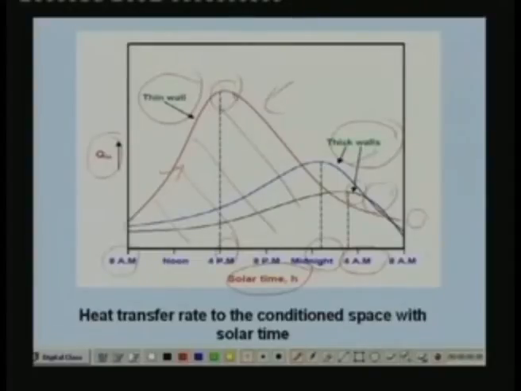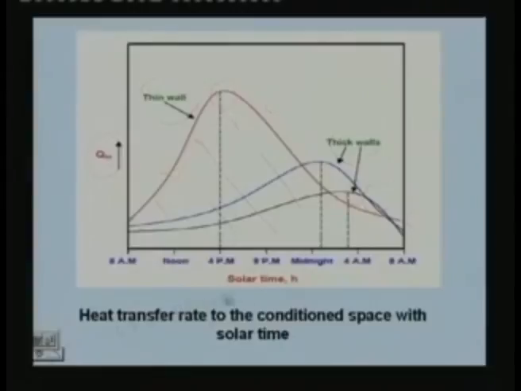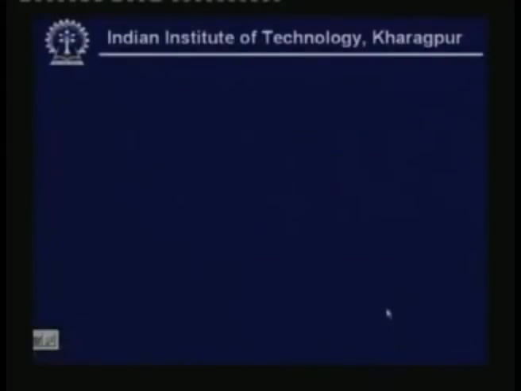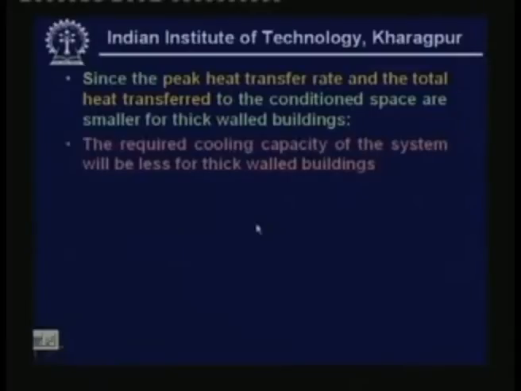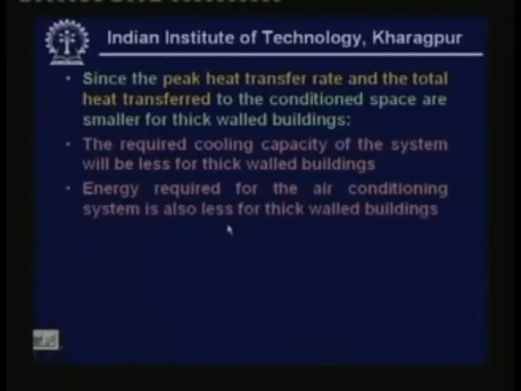So one thing is that the peak heat transfer rate for the thin wall is very high, and the total heat transfer rate for the thin wall is also high compared to the thick walls. So since the peak heat transfer rate and the total heat transfer to the conditioned space are smaller for thick wall buildings, the required cooling capacity of the system will be less for thick wall buildings, so it is an advantage. And energy required for the air conditioning system is also less for thick wall buildings. So this is also an advantage.